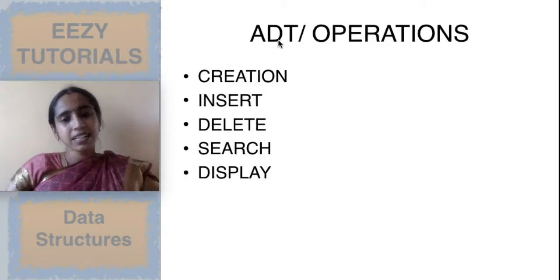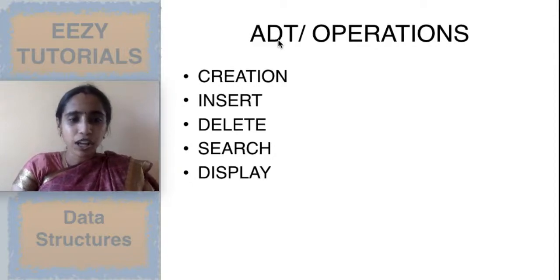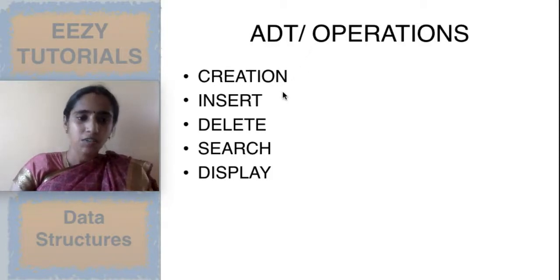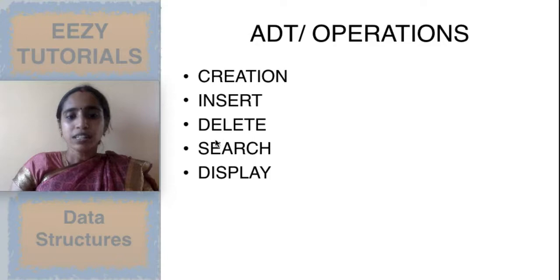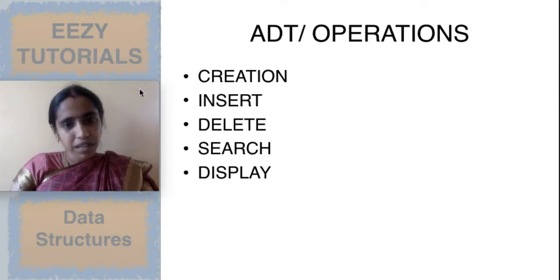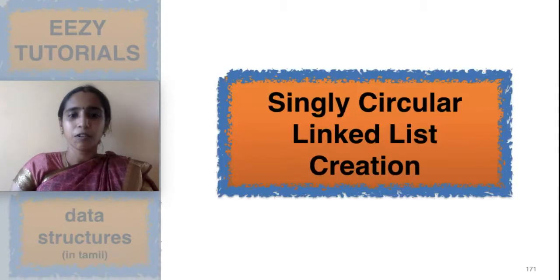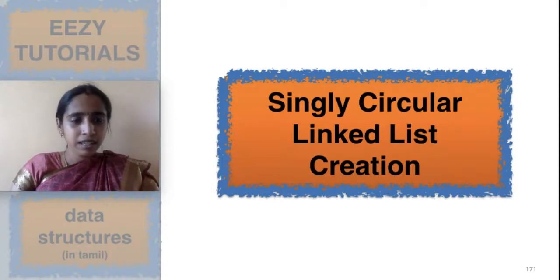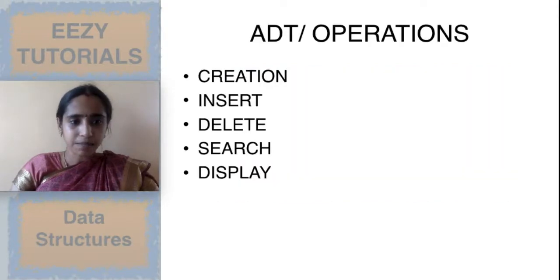So what are the ADTs? What is ADT? Set of operations which you can perform with the data structure is called ADT, abstract data type. What are the set of operations you can perform with the circular linked list? Same as that of linear linked list, you can perform creation, insertion at the beginning, middle and end. Deletion also you can do at the beginning, middle and end. Searching you can do, by position or by value, and you can display the circular linked list. These are the basic ADTs. You also have counting the number of nodes in the linked list, sorting, etc. Many ADTs you can write, but these are the basic ADTs.